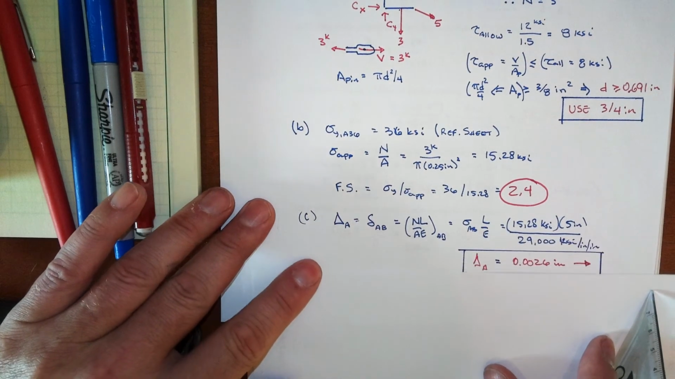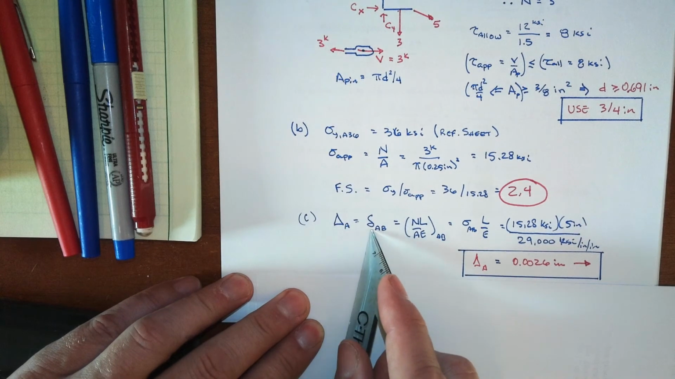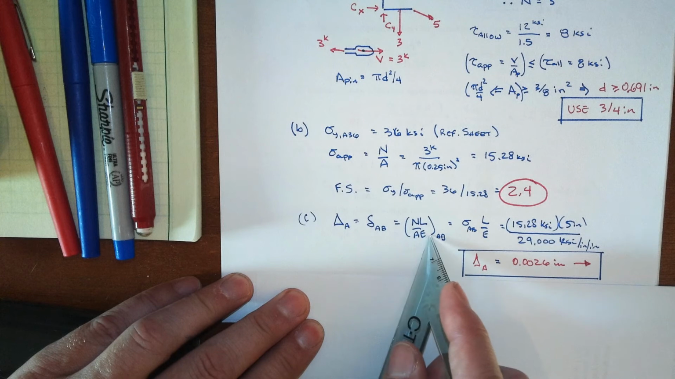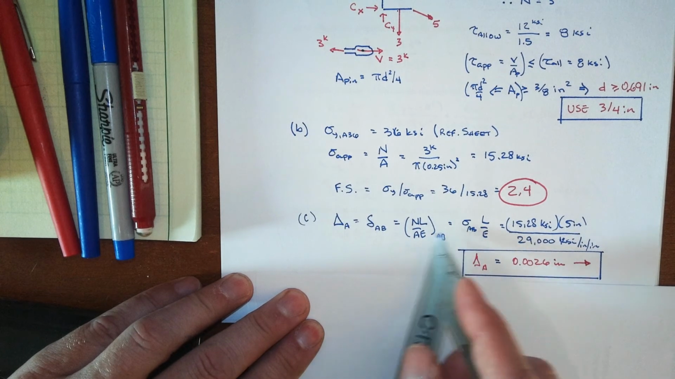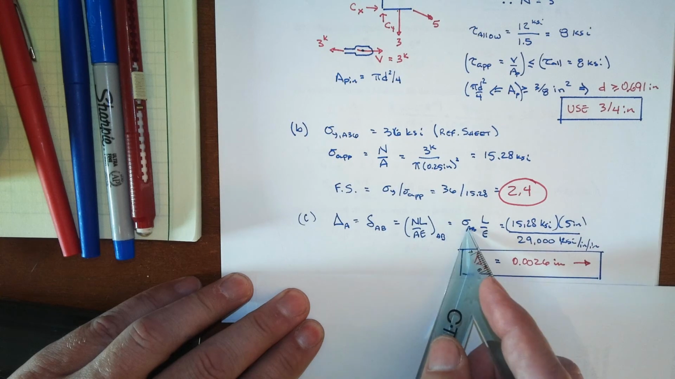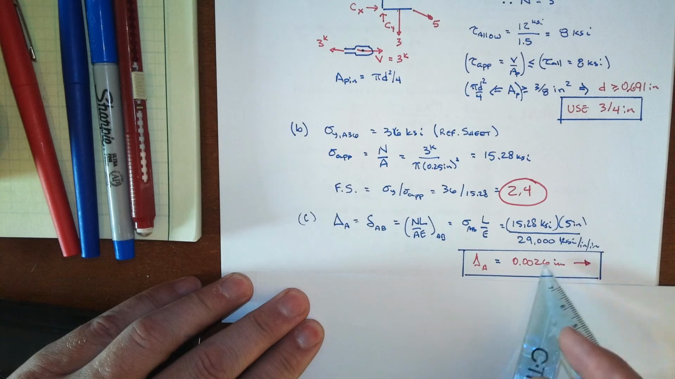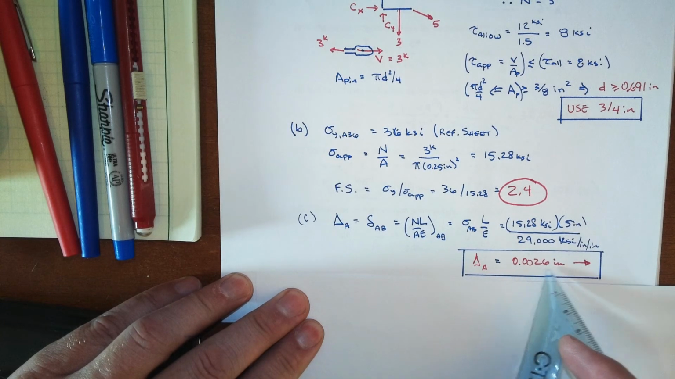And that's why we see delta A, the displacement of A, is equal to the axial deformation of this rod. That's modeled by NL over AE, and we've already calculated the stress, so I put it in terms of the N over A right there. So put it all in, keep track of your units properly, and we have a displacement at A that is 0.0026 inches to the right.